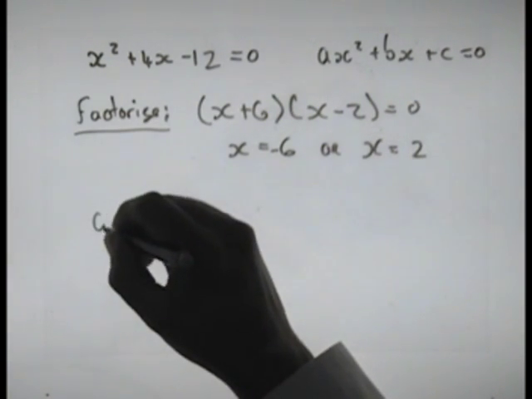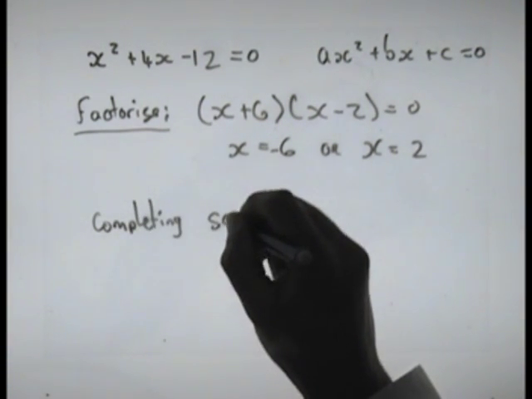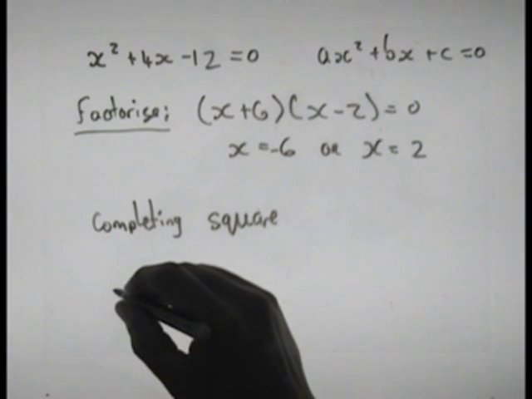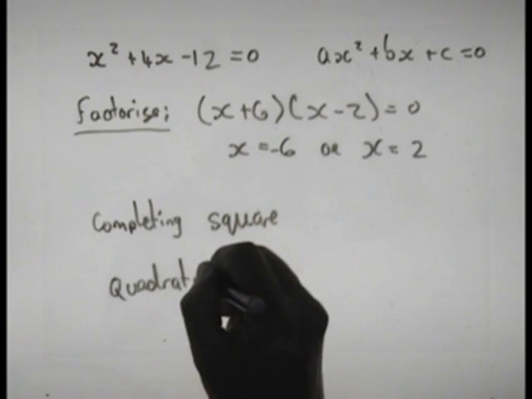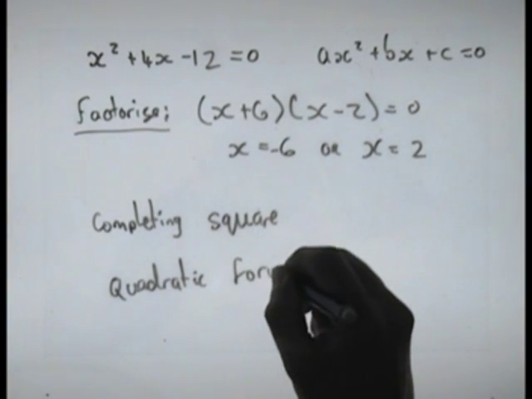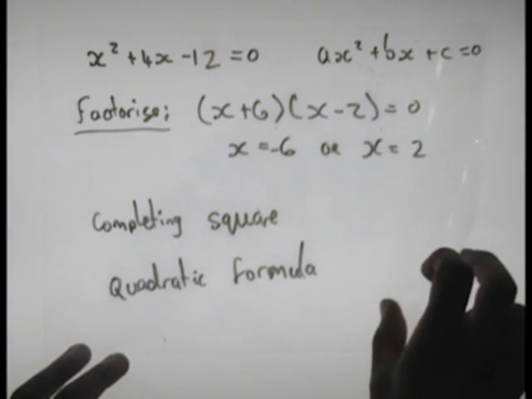The first method I'm going to look at is called completing the square. The second method I'm going to use is called the quadratic formula. Make sure that you've got your scientific calculators at hand. Let's start by completing the square.